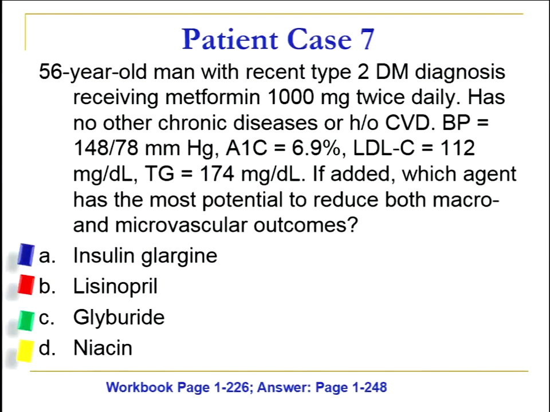Complications, excuse me. So the answer to patient case 7: the blood pressure is elevated. It's greater than anybody's goal at 148/78. The A1C is considered relatively under control, and the LDL is 112. So the agent here that has the most potential to reduce both macro and microvascular complications would be B, lisinopril.